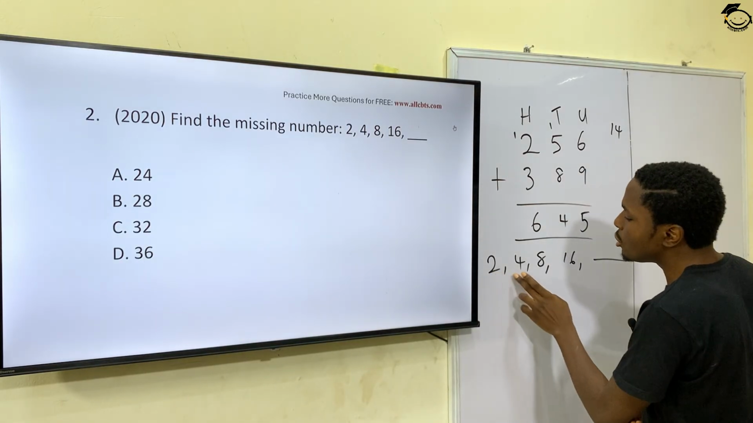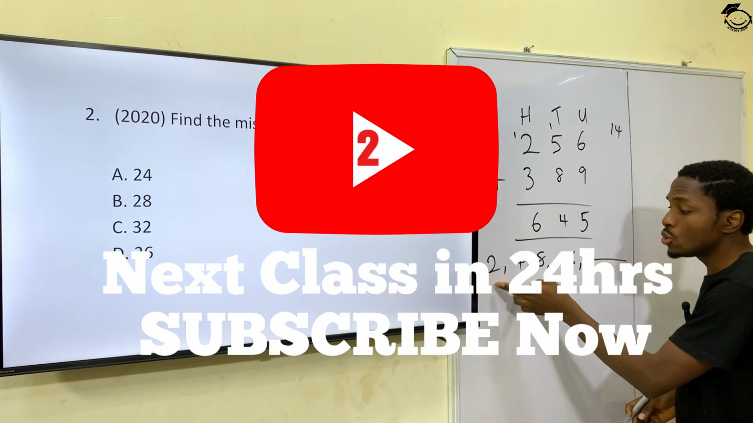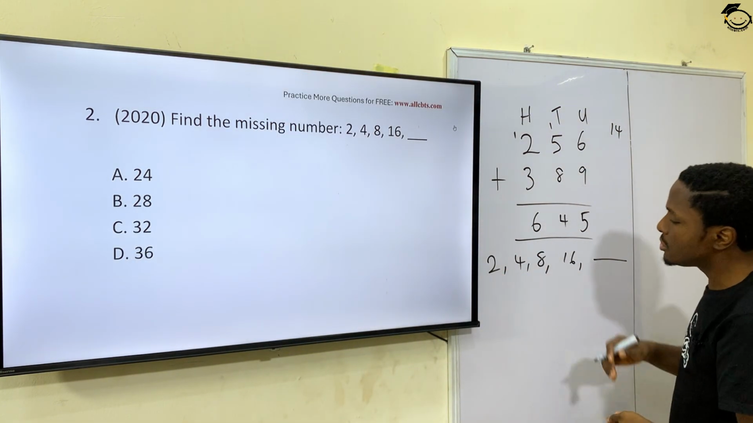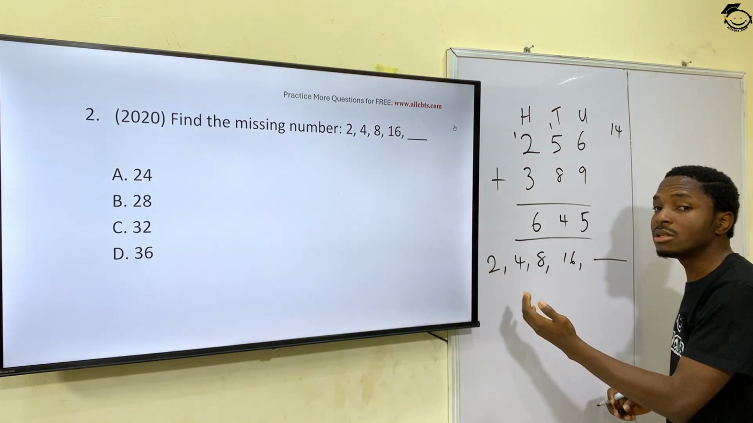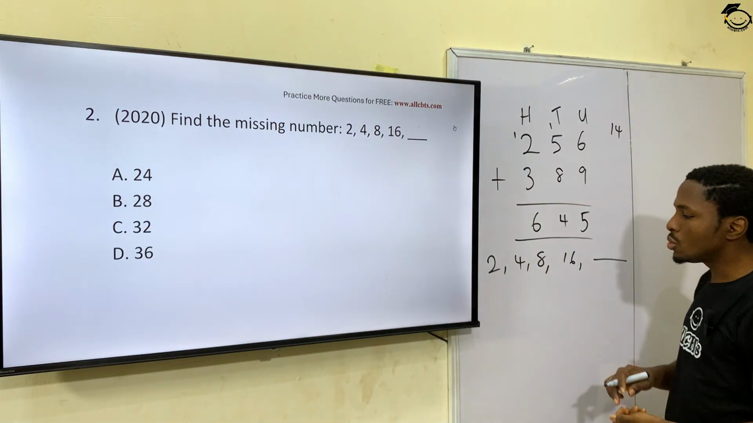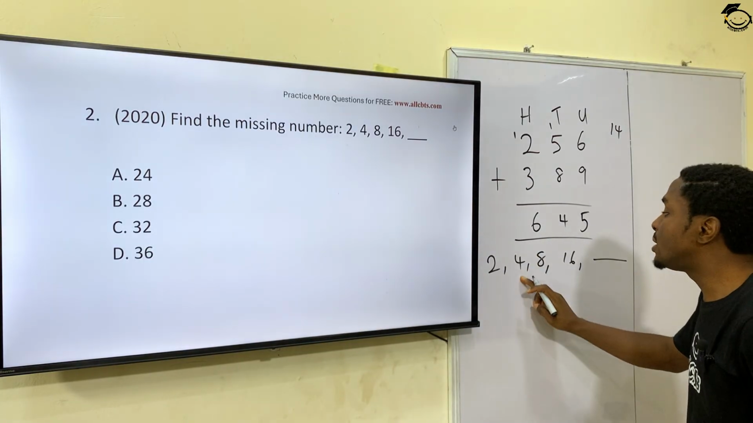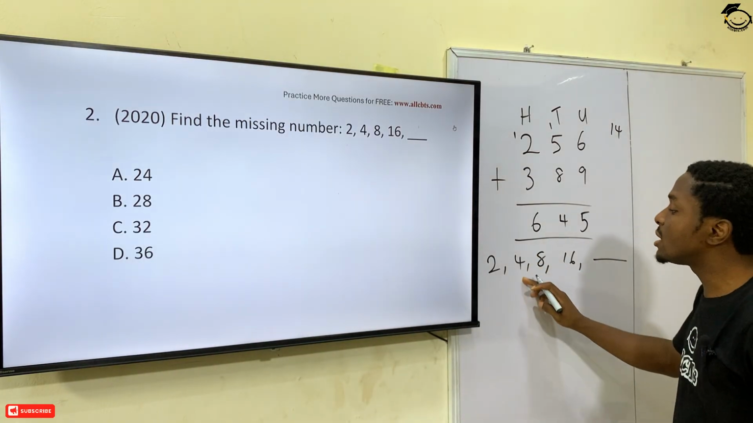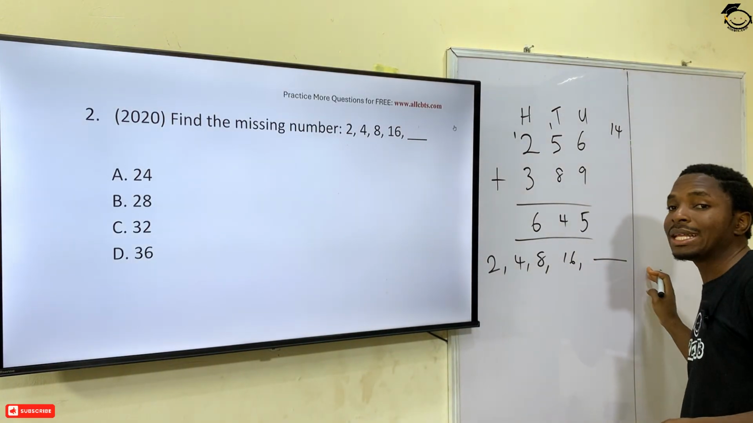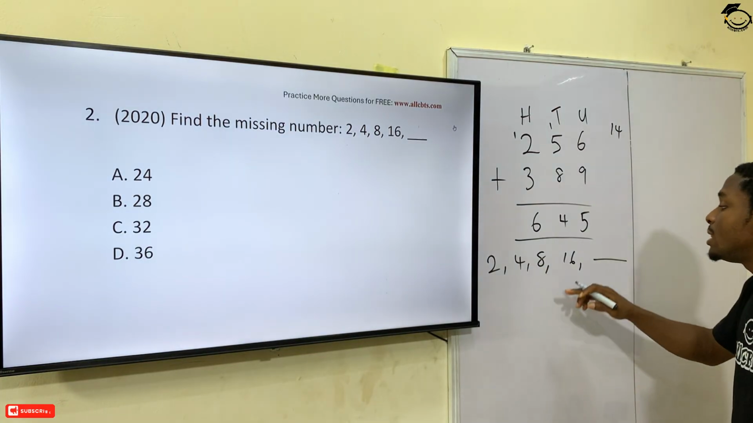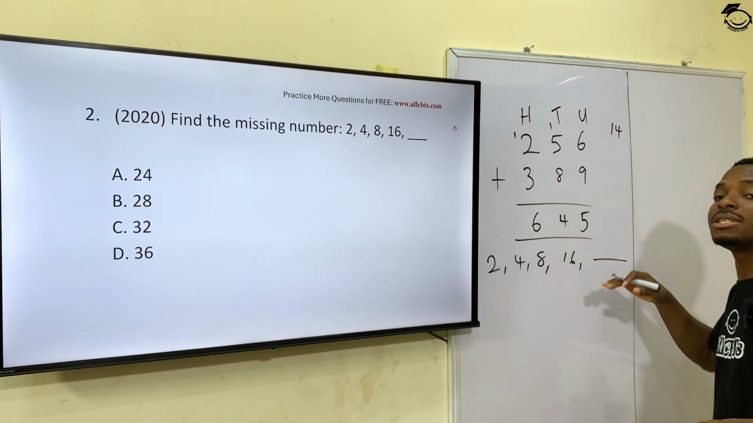The first and second numbers, 2 and 4. We can say this is a multiplication by 2, right? 2 times 2 gives us 4. We can also say this is an addition of itself, so 2 plus 2 also gives us 4. Then 4 times 2 gives us 8, or 4 plus 4 gives us 8. And so on. 8 times 2 gives us 16, or 8 plus 8 gives us 16.